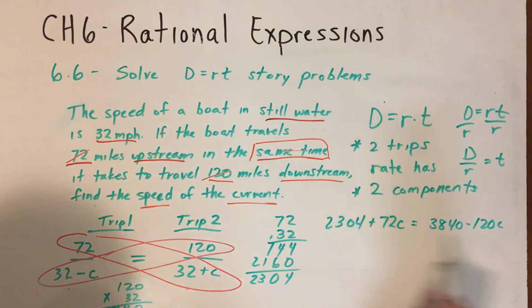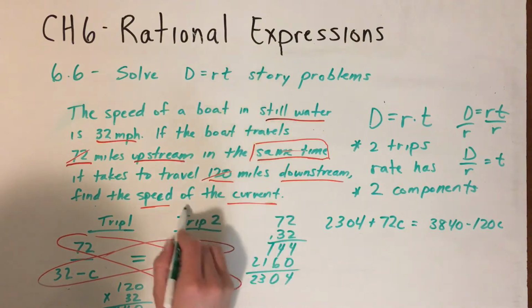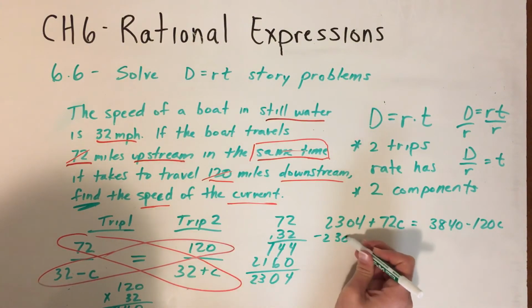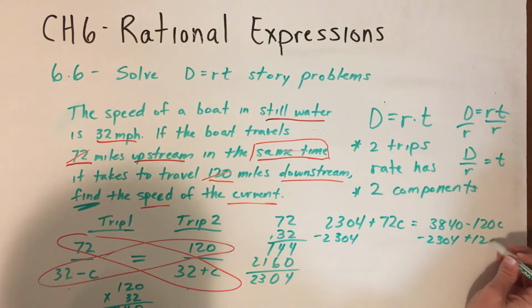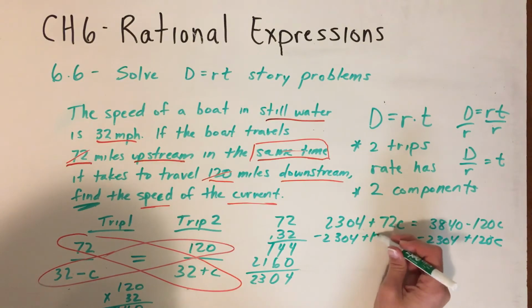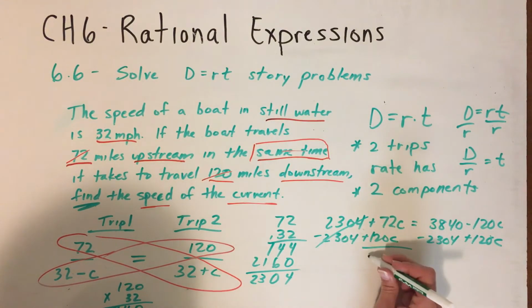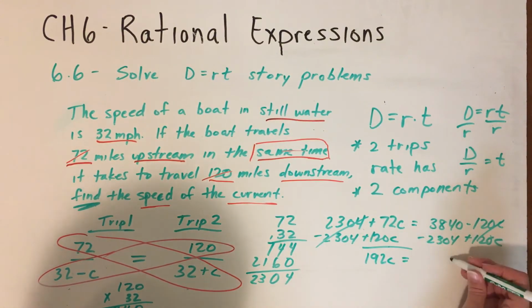Okay, so what we want to do here is isolate c, because c represents the speed of the current, and that's the thing we don't know. That's what we're trying to find. So I'm going to subtract the 2304 from both sides, and I'm going to add the 120c to both sides. Those sum to 0. I get 192c.